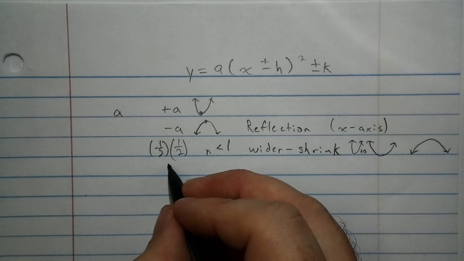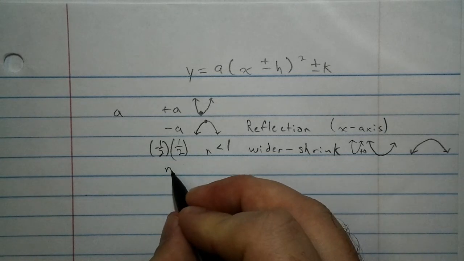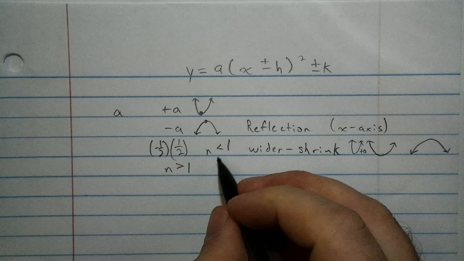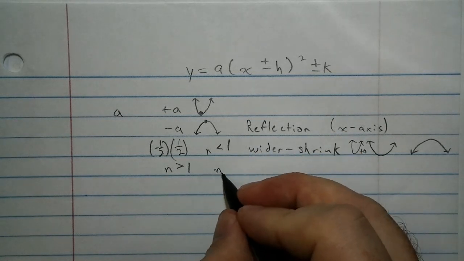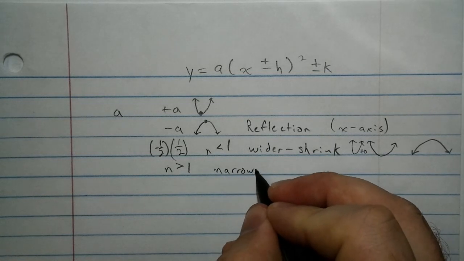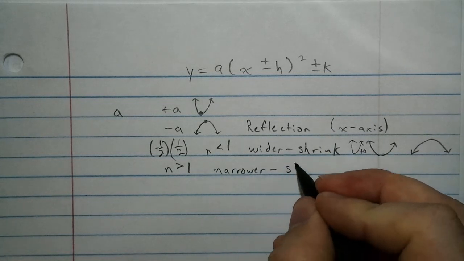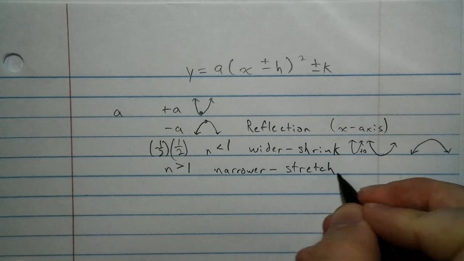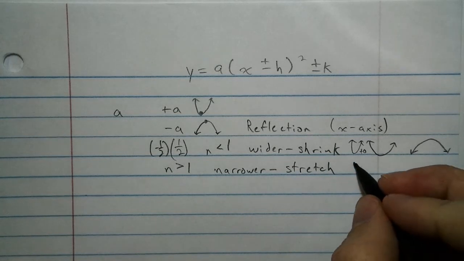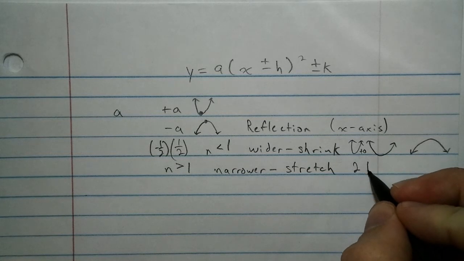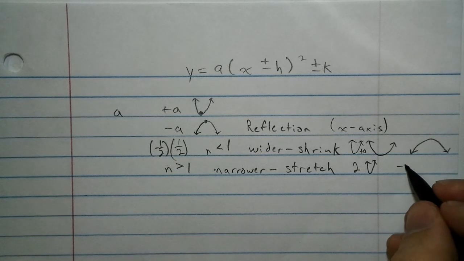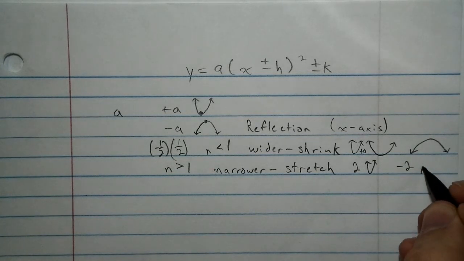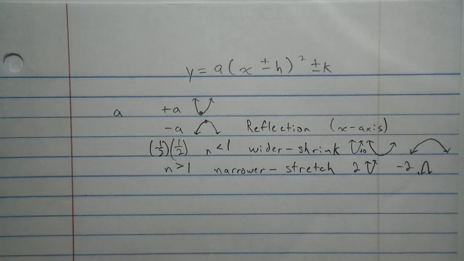Now, if you had a number bigger than 1, so it could be like 2, 3, 4, 5, whatever, that is going to make your graph narrower, also called a stretch. So if it was like positive 2, that would go kind of like this, where it's a little bit more narrow and it faces up. If it was like negative 2, it would just be narrow going down. So you just look at that coefficient of A.